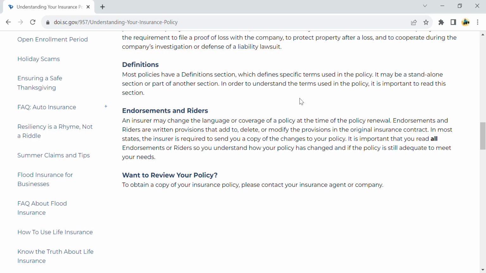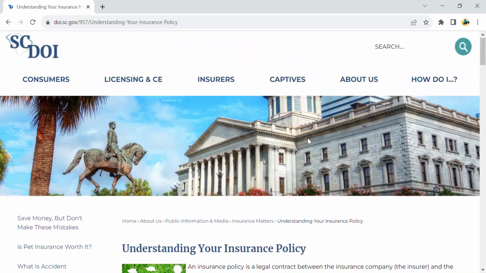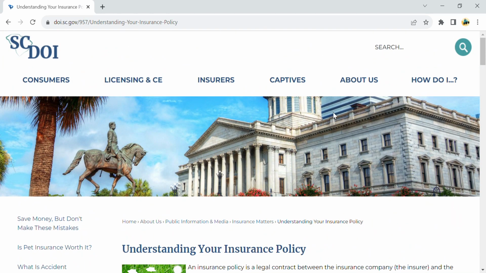So these are the points and these are the necessary understandings of a policy. So whenever you have an insurance policy in your hands, follow these steps and you will succeed in understanding it easily. So this was about today.